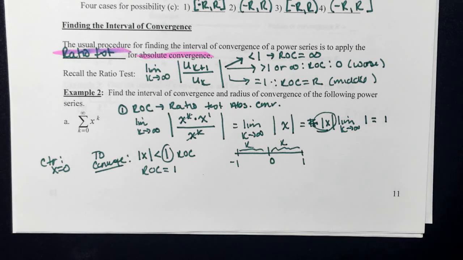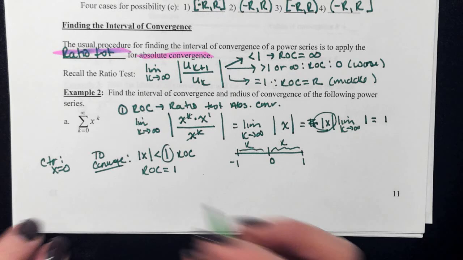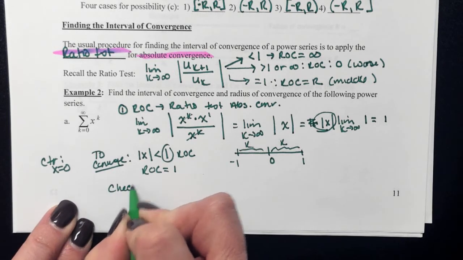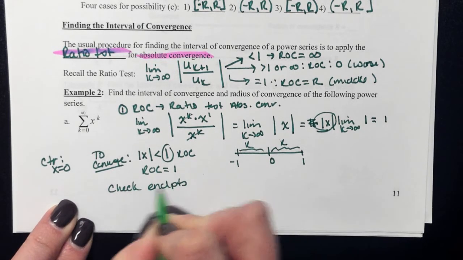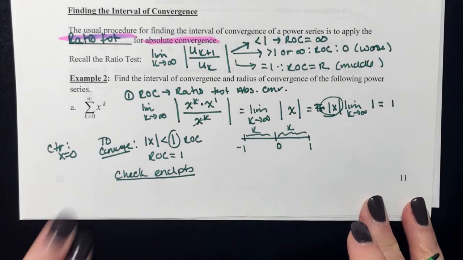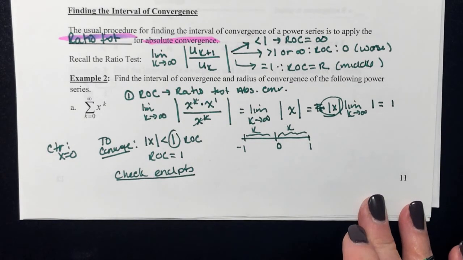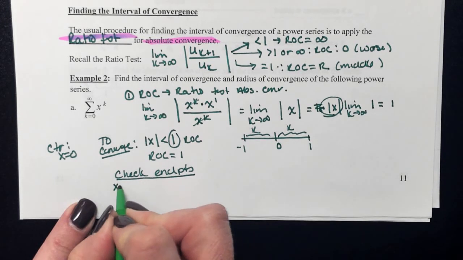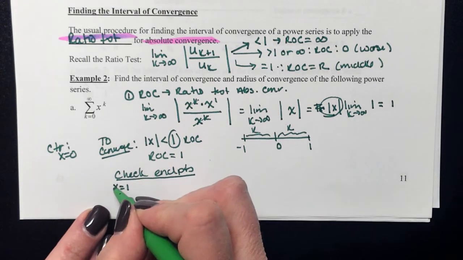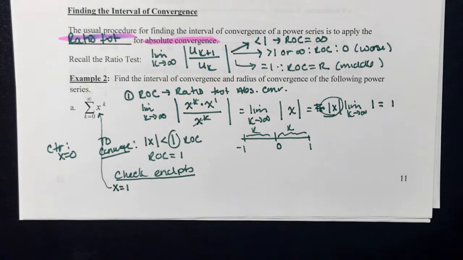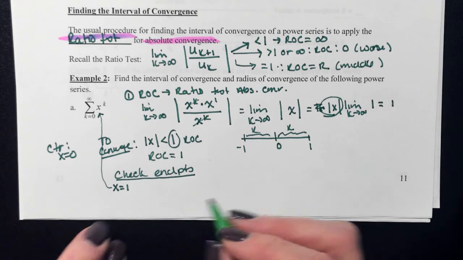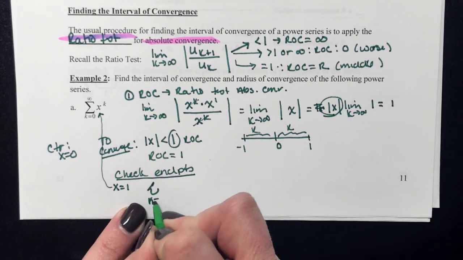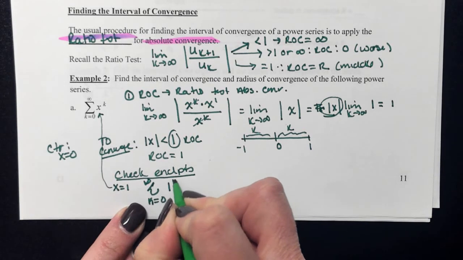So any questions so far? Now what you have to do is check your endpoints, to see whether they're going to converge or diverge at the endpoints. So let's go ahead and check x equals 1. What you're simply going to do is take 1, plug it back into your original series for x, and go back to all your convergence and divergence tests. So to check at x equals 1, I have the sum from k equals 0 to infinity of 1 to the k.